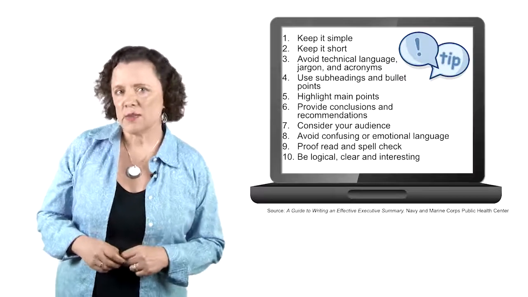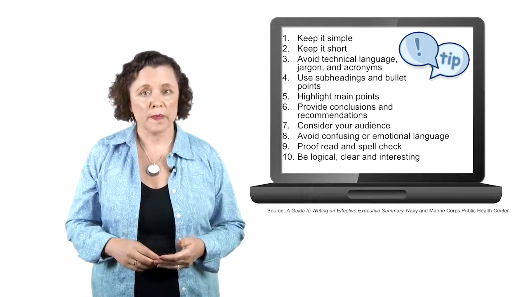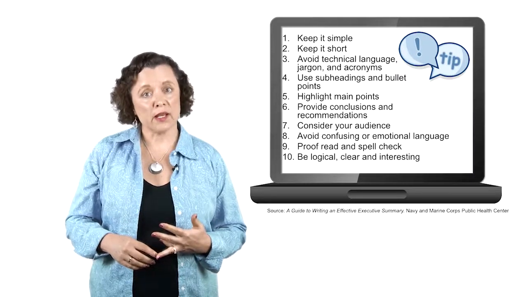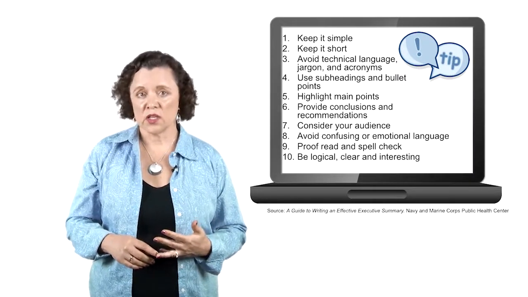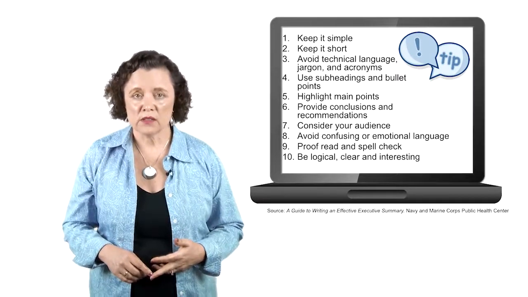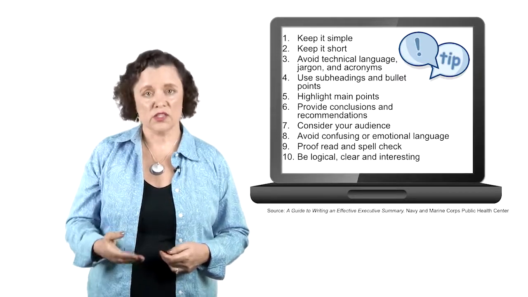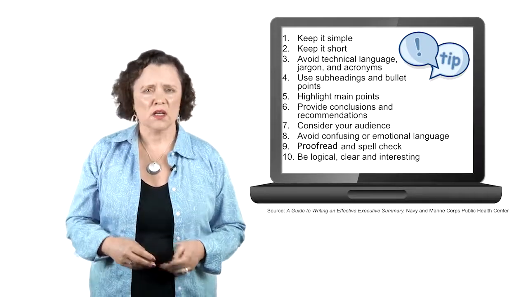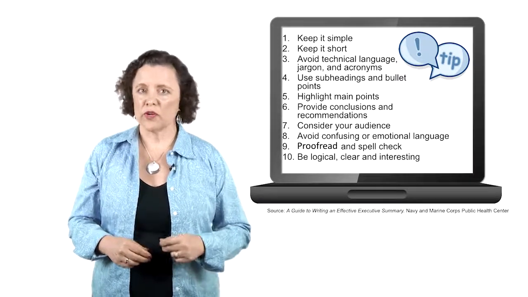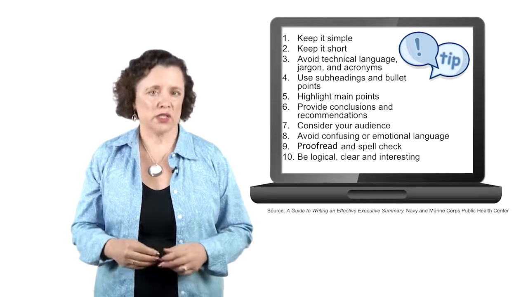Their top 10 tips in writing an executive summary are: keep it simple, keep it short, avoid technical jargon and language and acronyms, use subheadings and bullet points, highlight your main points, provide conclusions and recommendations, consider your audience, avoid confusing or emotional language, proofread and spell check, and be logical, clear, and interesting.